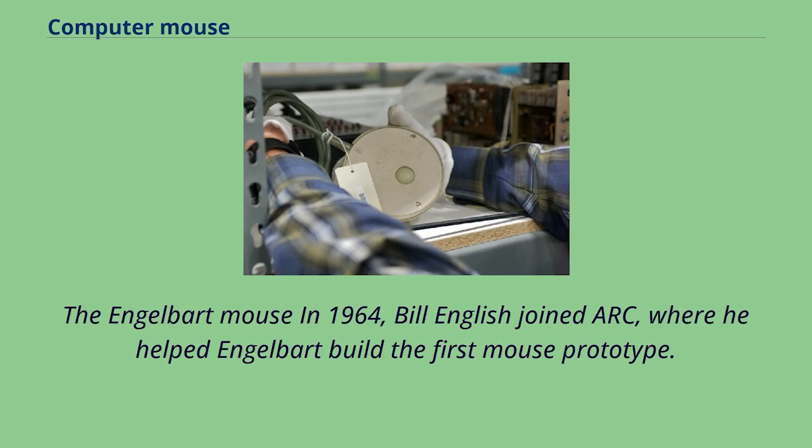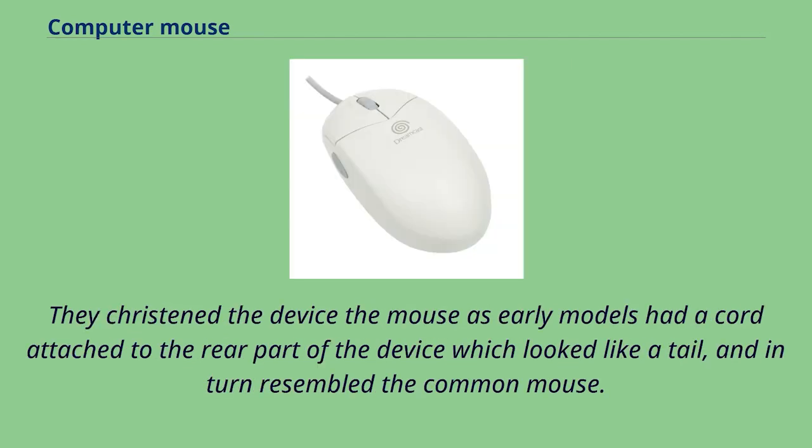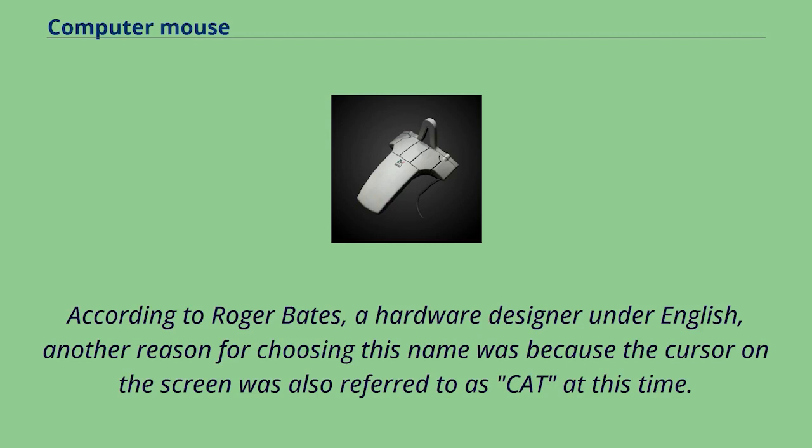The Engelbart mouse in 1964. Bill English joined ARC, where he helped Engelbart build the first mouse prototype. They christened the device the mouse as early models had a cord attached to the rear part of the device which looked like a tail, and in turn resembled the common mouse. According to Roger Bates, a hardware designer under English, another reason for choosing this name was because the cursor on the screen was also referred to as cat at this time.